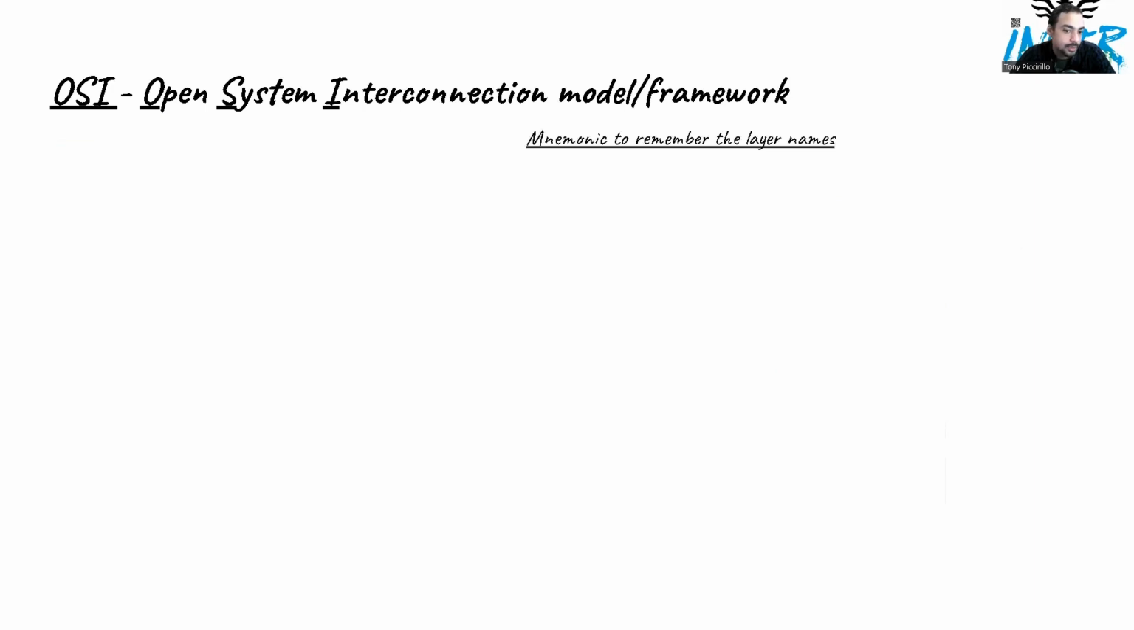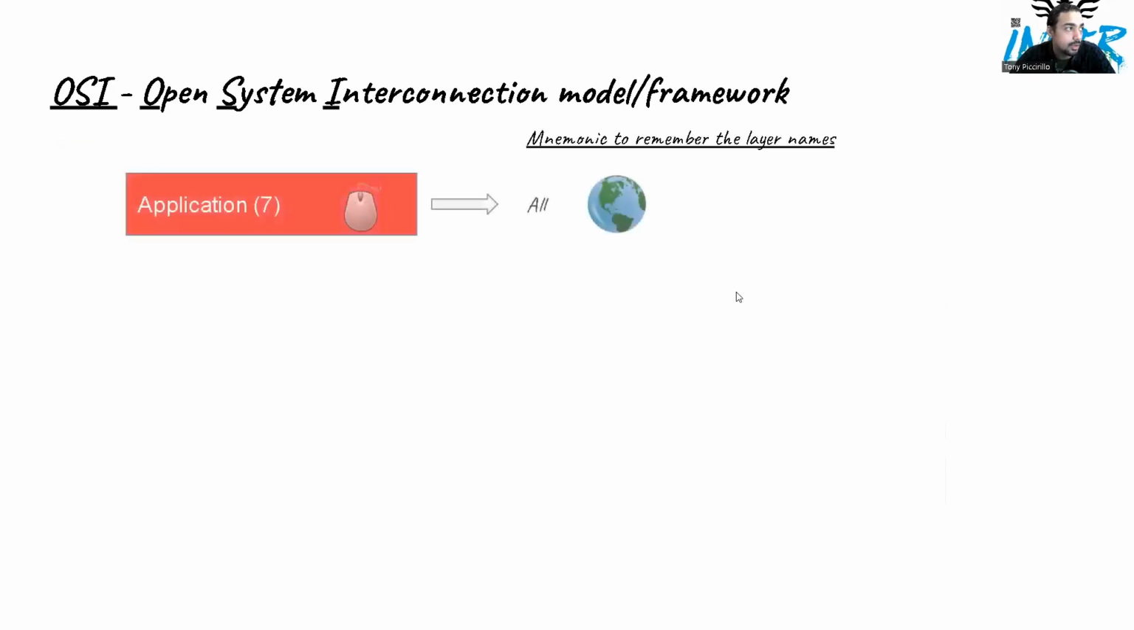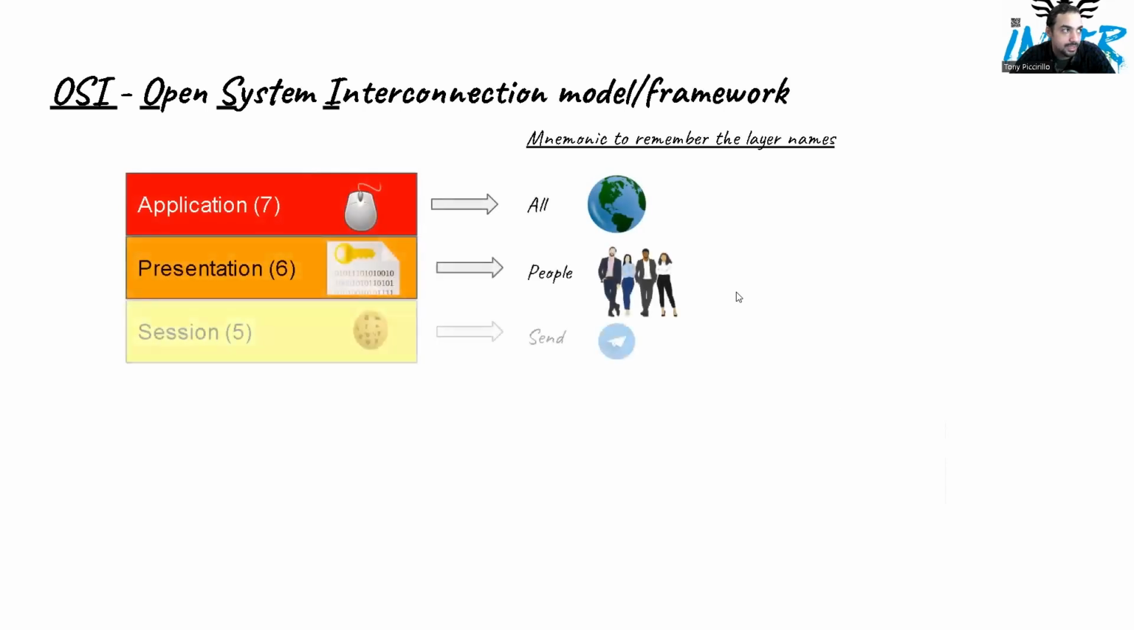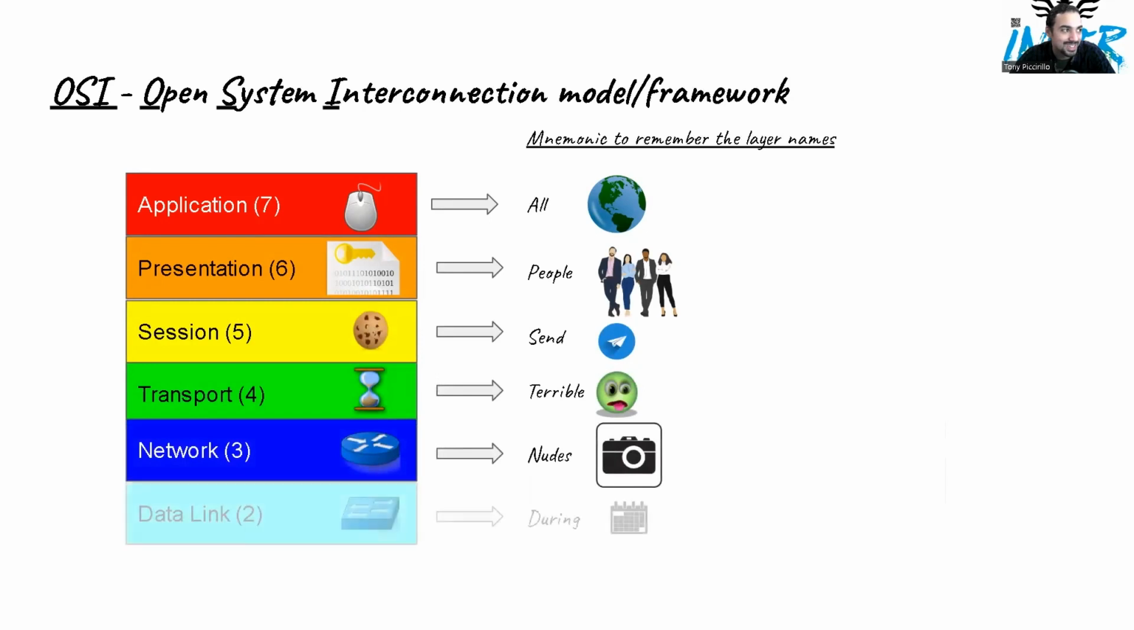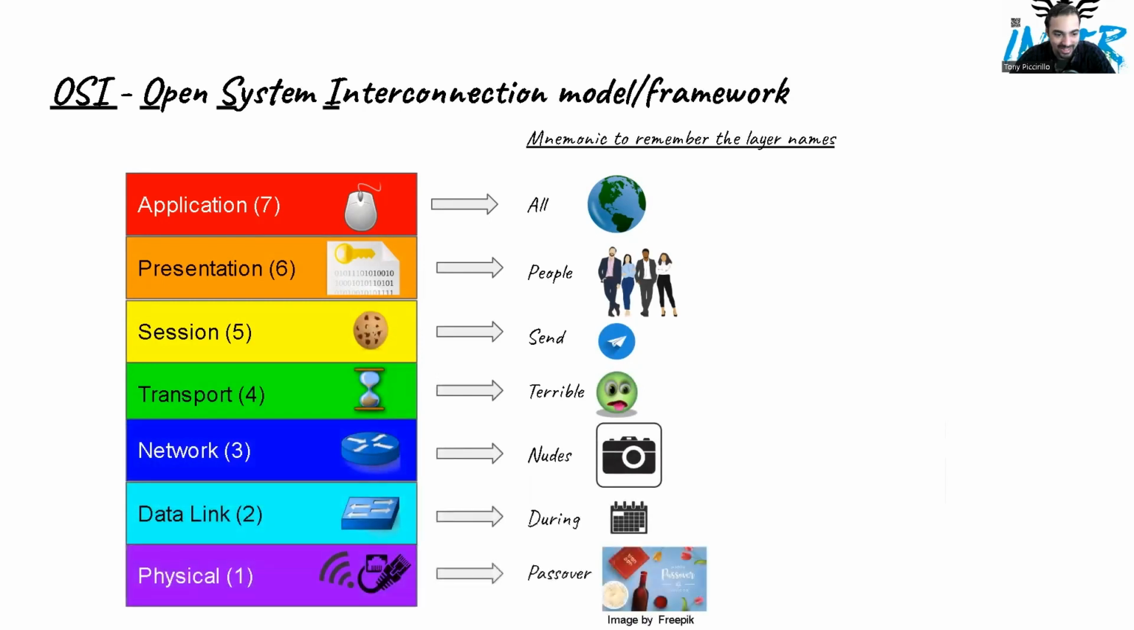I've got a little trick to help you remember the layers of the OSI model. All people send terrible nudes during Passover. I'm not sure if this mnemonic is politically correct, but it's definitely a memorable way to remember the different layers of the OSI model. Just remember that as an inner tech warrior, we know it's always important to be respectful and considerate when communicating with others.